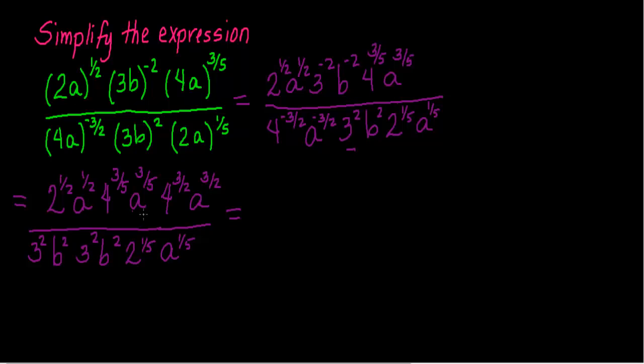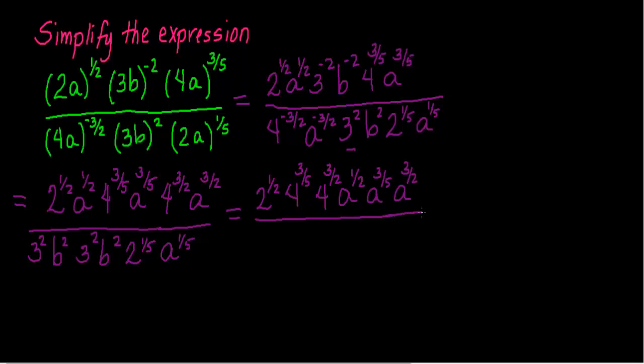Once you're done doing that, now we're going to use the commutative property, which lets you rearrange the order of these terms. And what I want to do is have all my numbers next to each other and all my a's next to each other, the same thing in the denominator. So let's start upstairs. Upstairs I have 2 to the 1/2 power. I have 4 to the 3/5 power and 4 to the 3/2 power. And then I have a to the 1/2 power, a to the 3/5, and a to the 3/2. That's what you have in the numerator.